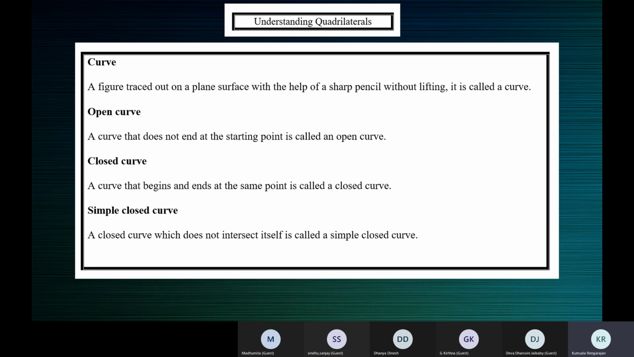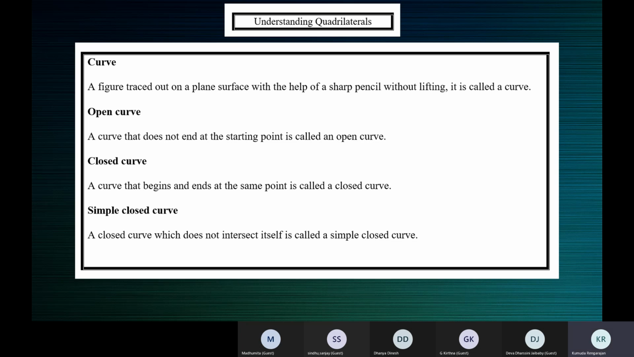Suppose you do something and then you lift the pencil and then you continue. That is not a curve. You should not lift. At every point, the pencil tip should be in contact with the paper. So that is a curve.